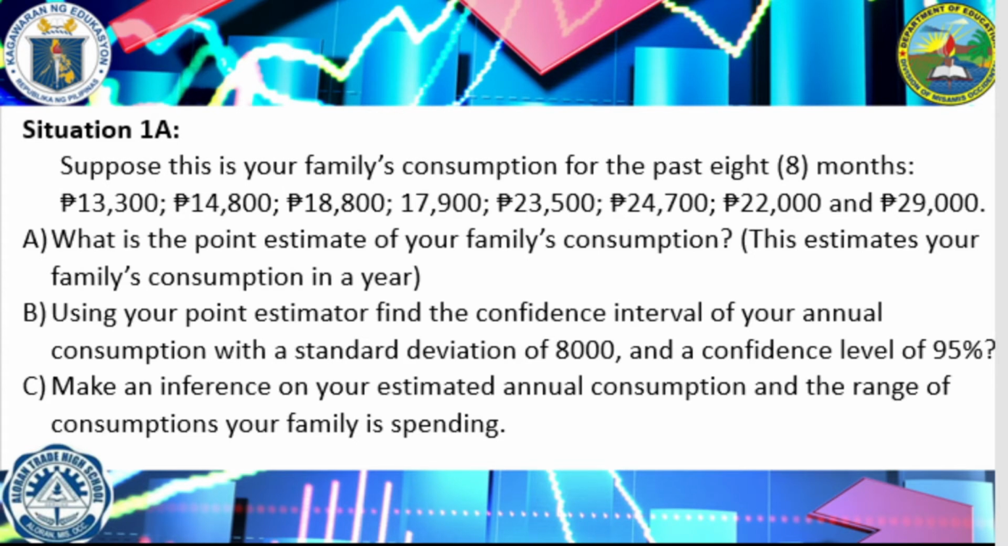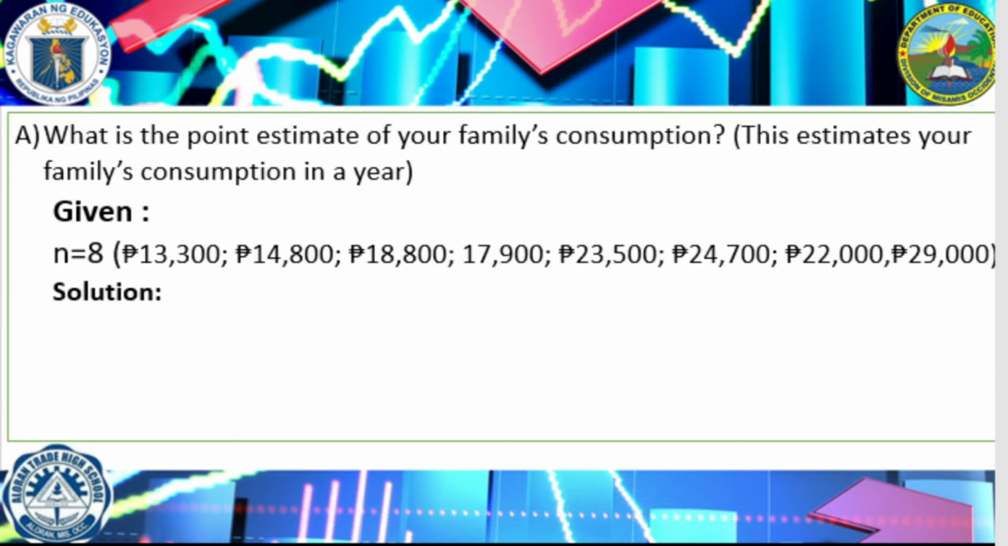Number 2, using your point estimator, find the confidence interval of your annual consumption with a standard deviation of 8,000 and a confidence level of 95%. And letter C, make an inference on your estimated annual consumption and the range of consumptions your family is spending. Let us have our solution.